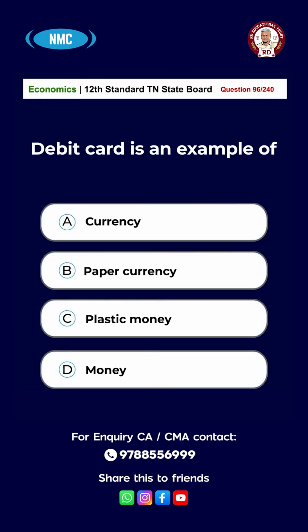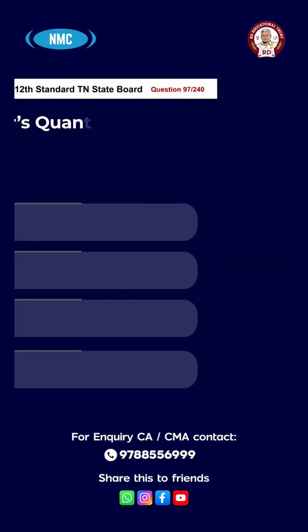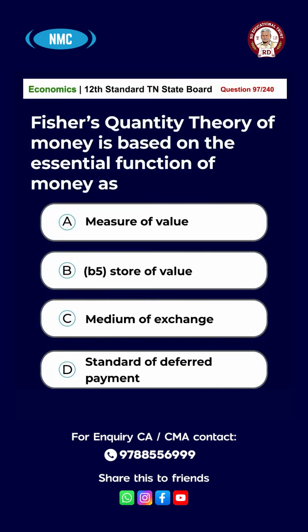Question number 96. Debit card is an example of A, currency, B, paper currency, C, plastic money, D, money. The answer is option C, plastic money.